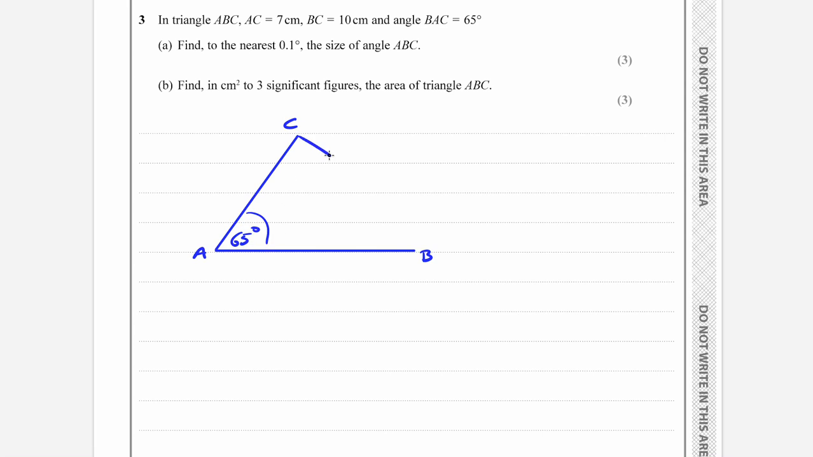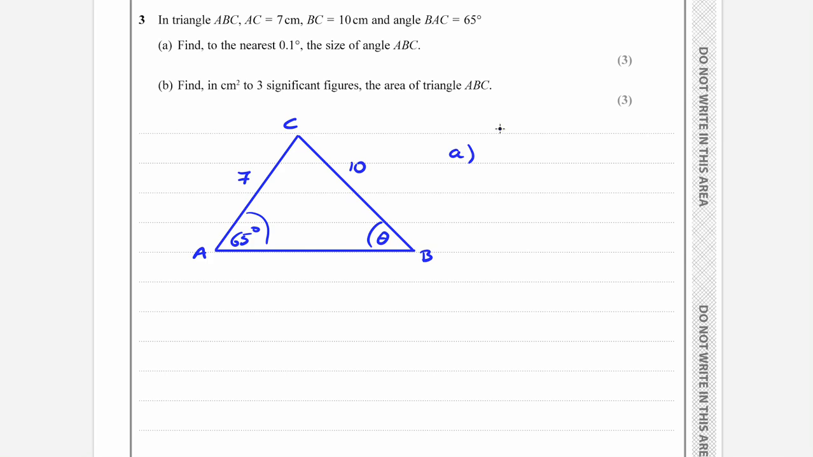Yes, I will join this, guys. Find to the nearest 0.1 degrees the size of the angle ABC. So he wants this angle here. Let's call this theta. Side AC is 7 and BC is 10. Okay, so part A at least is straightforward.